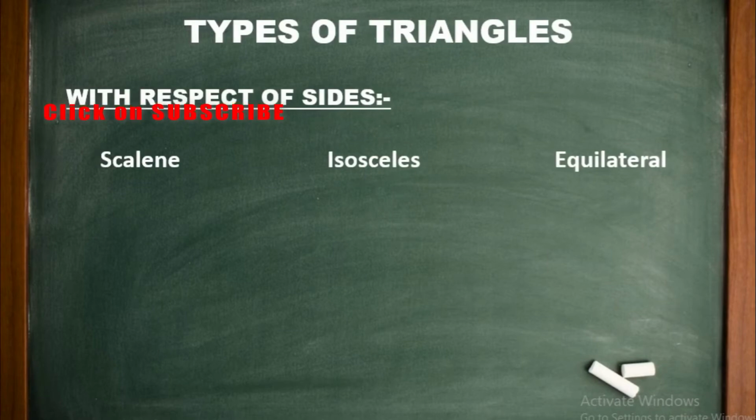Now types of triangle. We can classify triangles on the basis of sides and angles. Here in this slide we have classified triangles on the basis of side. There are three types of triangle, namely scalene, isosceles and equilateral triangle on the basis of side.